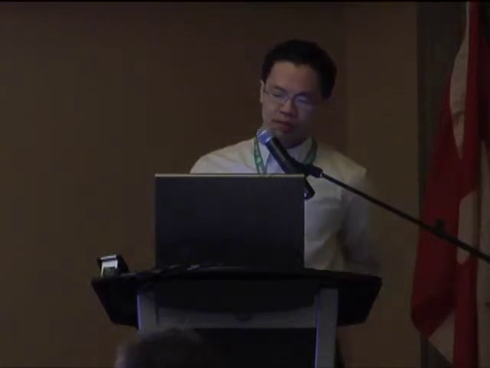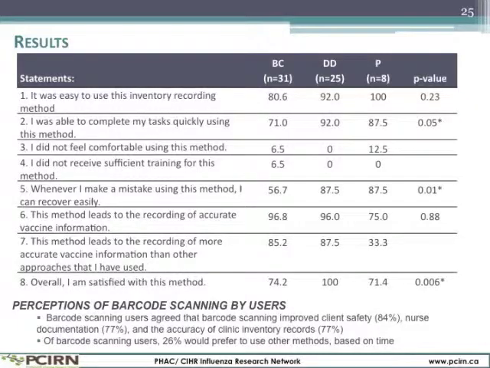So for the user perceptions, we found that this is the barcoding, the drop-down menu, and this is the paper. It's a relatively small number of users because it's only at the vaccine inventory level. It wasn't at the vaccinator level, so there weren't that many participants involved. In general, the barcode scanning was a little bit lower than the drop-down menu for things like being able to complete the task quickly, being able to recover if they make a mistake, and also satisfaction. So it seemed to be lower for the barcoding.